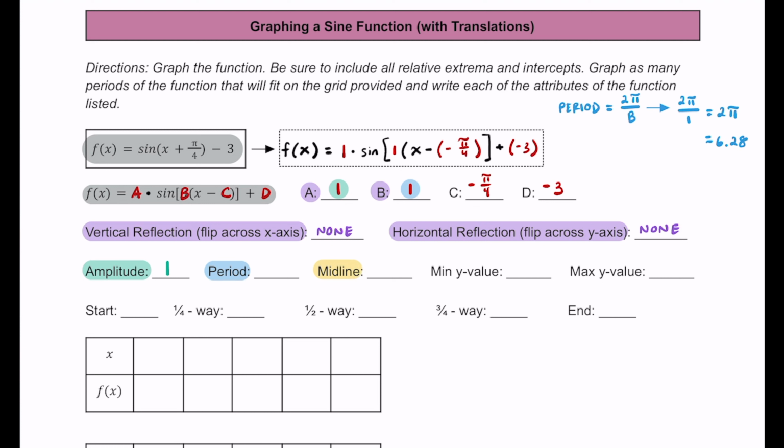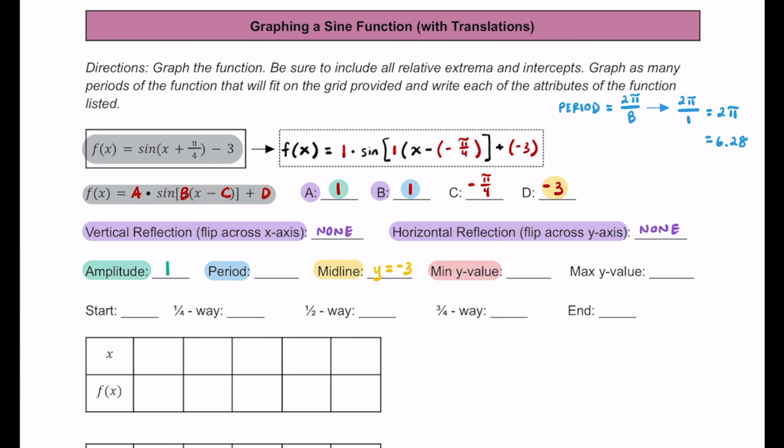Now for the midline, that is typically going to be at y equals 0, but notice here that we're going to have this d value of negative 3, and that's going to shift it down. So that d value lets us know where the new midline is going to be, and that's going to be at y equals negative 3. So we have a vertical shift of down 3 units.